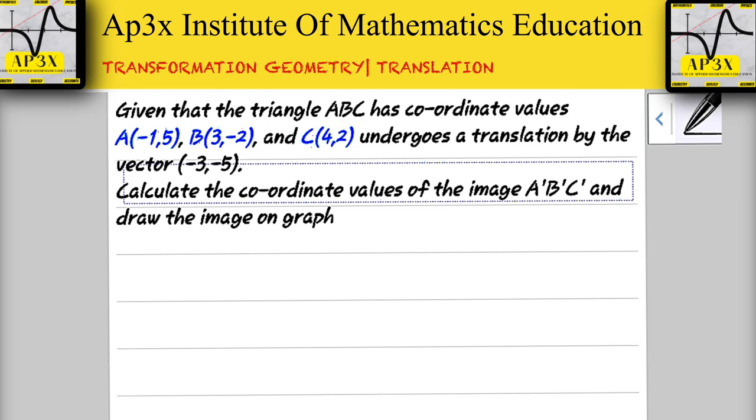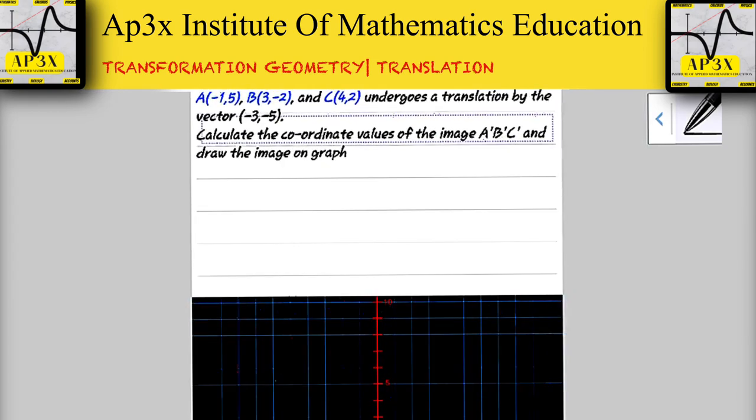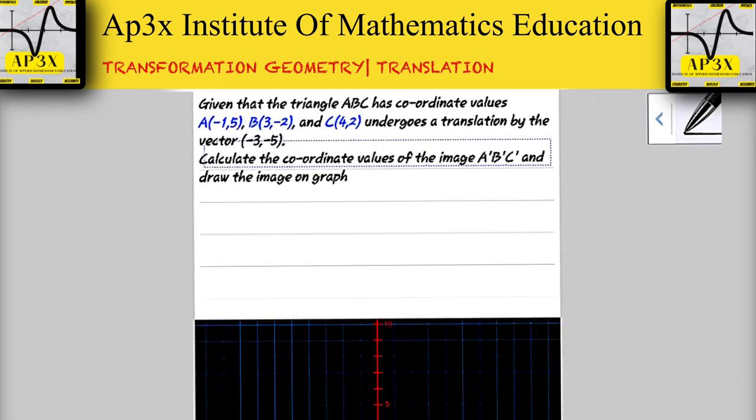Now there's two ways to do this. You can use the calculation, and after the calculation we just plot the results on the graph, or we can actually plot the point on the graph and just follow the direction that the vector basically gives us. So what I'm going to be doing here is the graphical application of this first of all. So let's start off here.